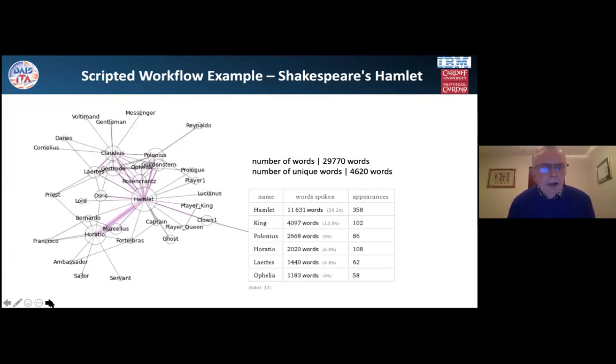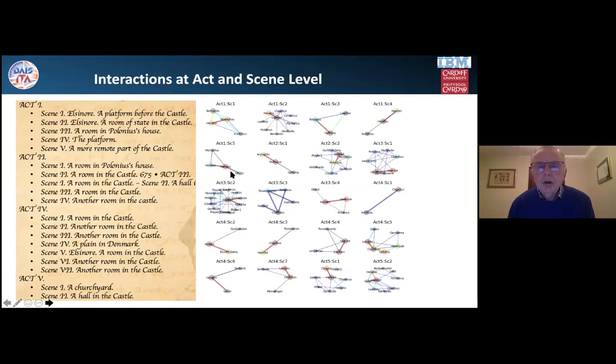So if you look at Hamlet, Hamlet's got something like 30,000 words in the play, and 4,620 unique words, and we've got all the different actors. And if you think of this as a sort of complex workflow with all the actors interacting together, that was the idea behind using this as an example. And of course, you can look at scenes and acts, and you can see different types of interaction that are going on. We want to be able to demonstrate how the binding and unbinding scheme works.